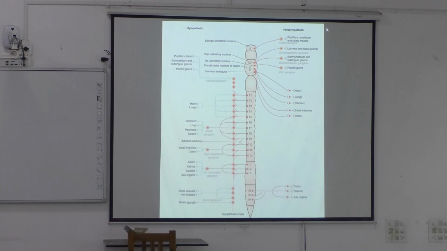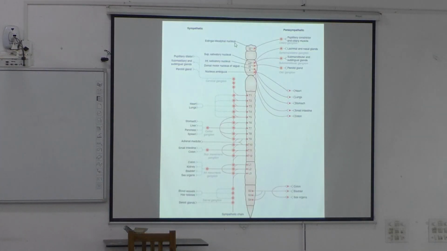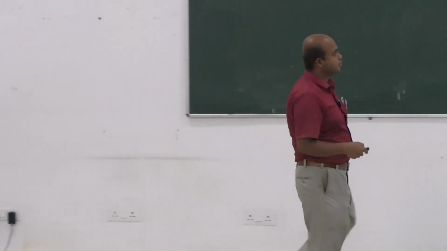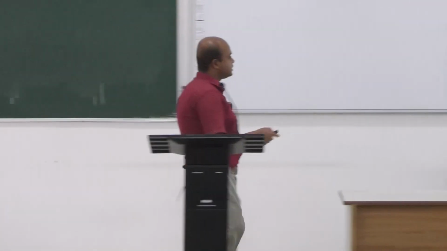This is the basic thing which you have to remember. You don't have to learn which segment is supplying what, that T1 to T5 is for heart and lungs. You don't have to remember this. But the basic point is the thoracolumbar division: sympathetic will arise from the thoracic part and lumbar part, and parasympathetic will arise from the brainstem and the sacral part. Thoracolumbar, craniosacral. Okay, next slide.